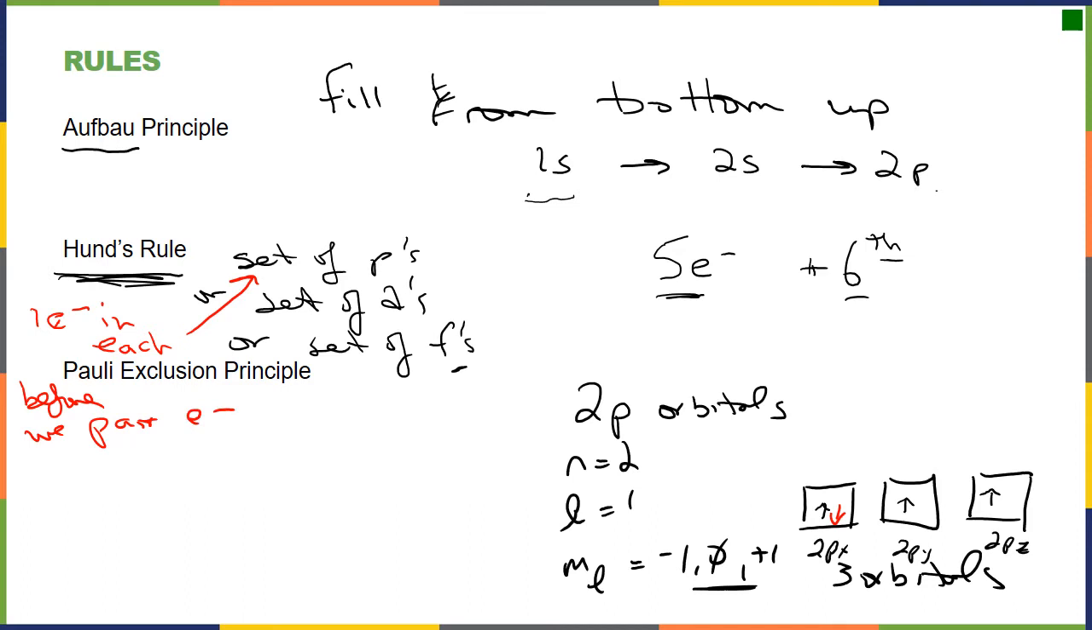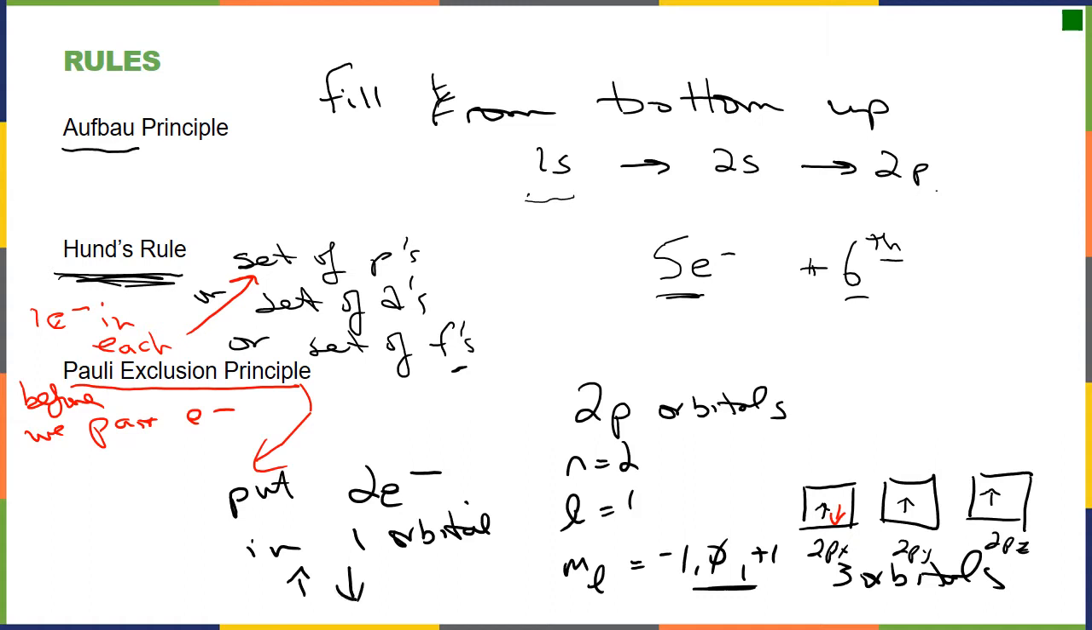And the last rule is the Pauli exclusion principle. Now, the Pauli exclusion principle actually states that no two electrons can have the exact same quantum number. That's not how we interpret it. How we interpret it is that if you put 2 electrons in one orbital, one of them is going to be spin up and the other one is going to be spin down. So fill from the bottom up, put one electron in each orbital before you pair them, and when you pair them, you put one up and one down.